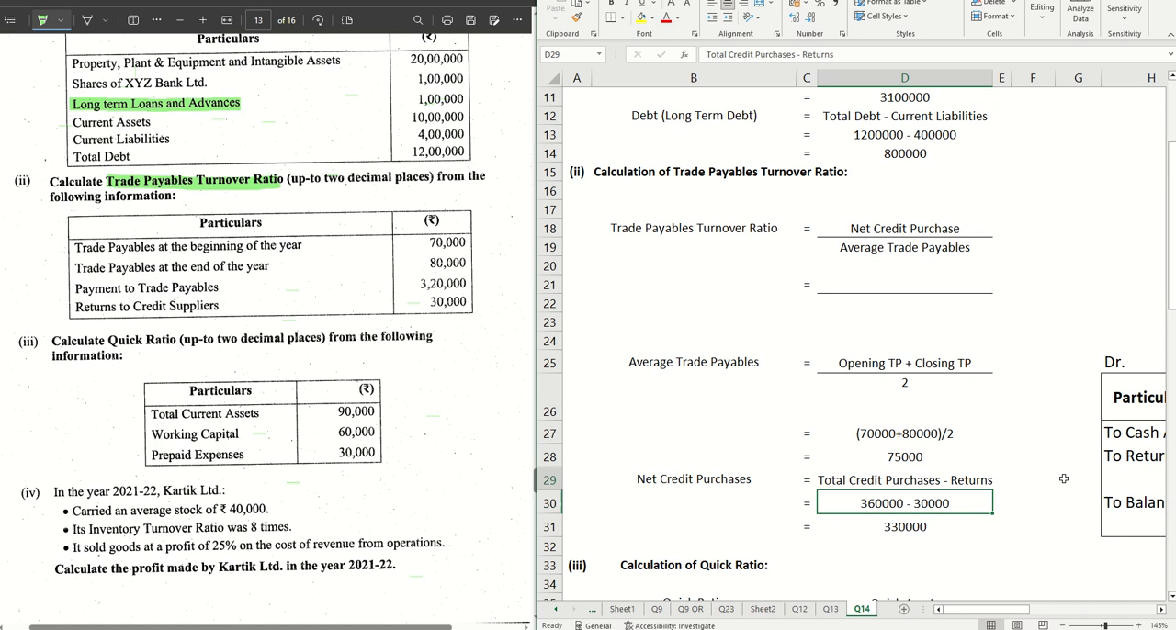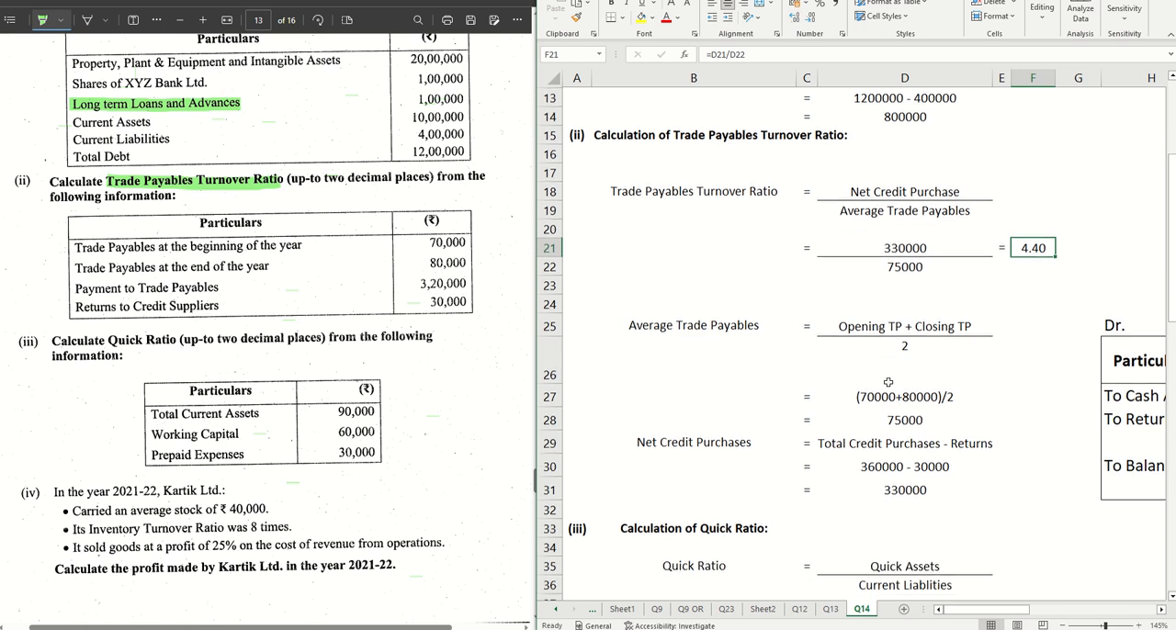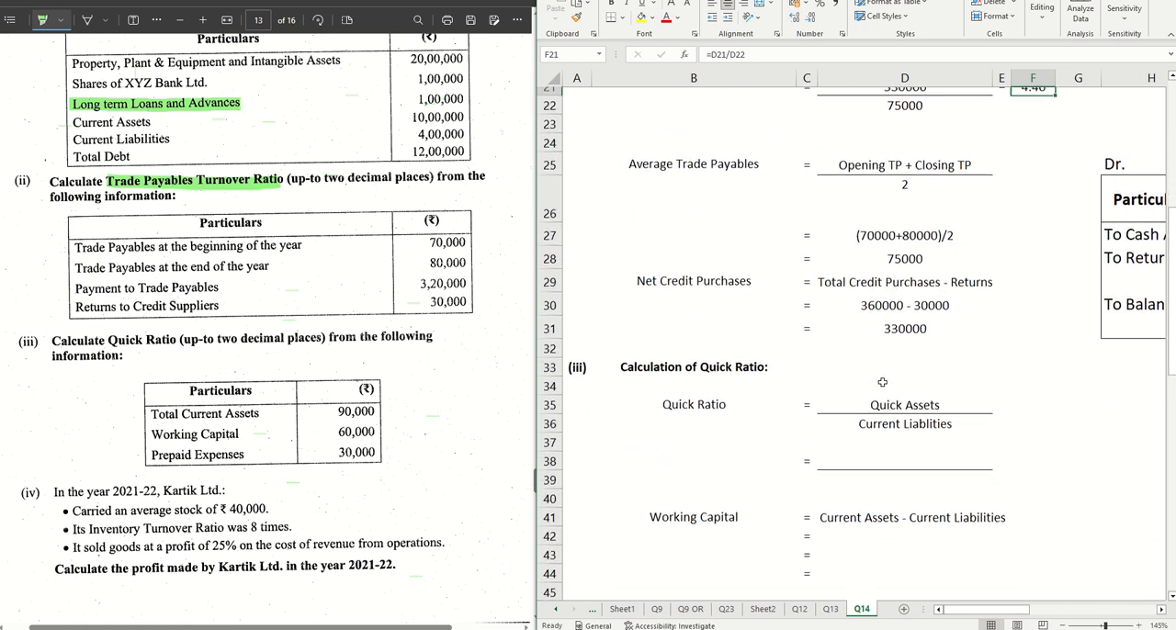Okay, let's put these values in our formula. Net credit purchases 3 lakh 30,000 and average trade payables, which are 75,000. Let's solve this. How much do we get? That's coming to two decimal places. We have to keep our answers. So that's 4.40. All right. So number two is done as well. Let's move on to the third one.